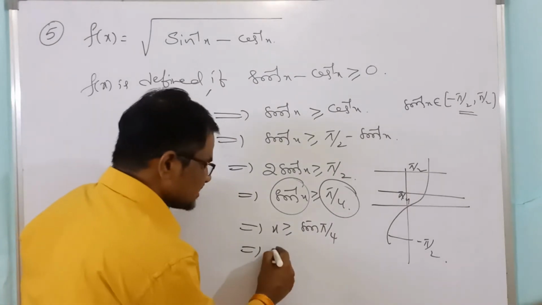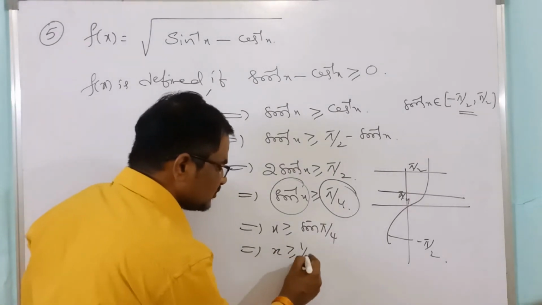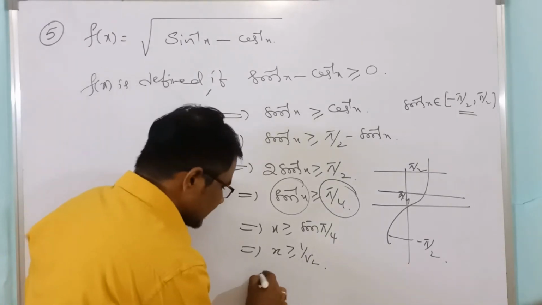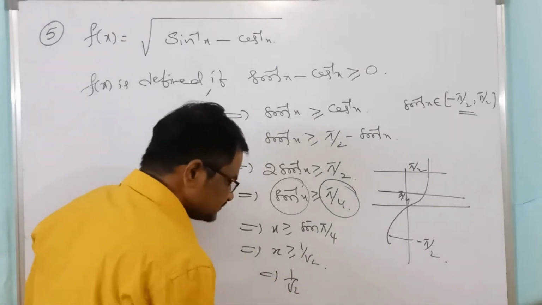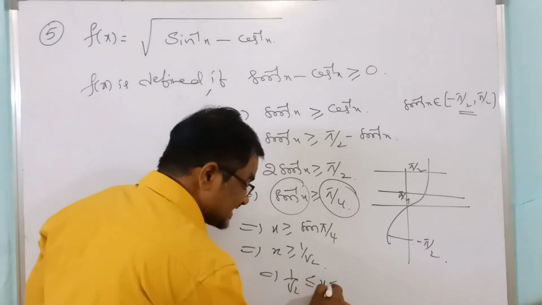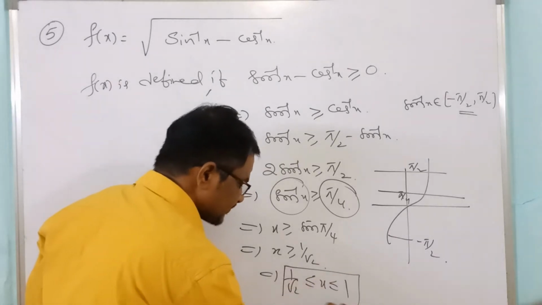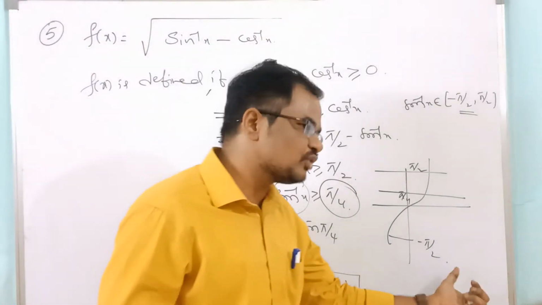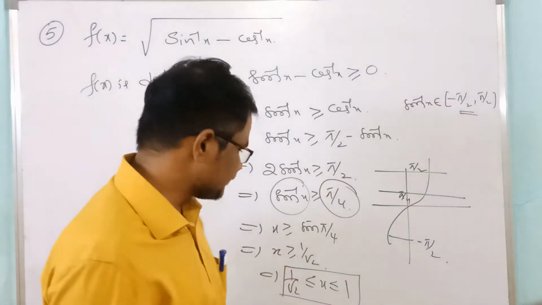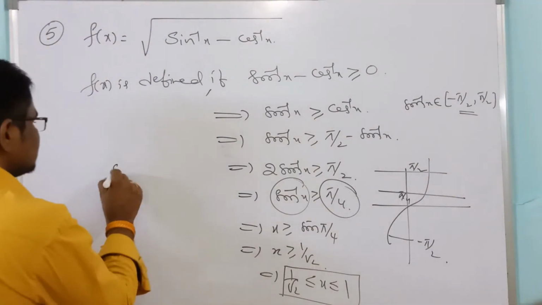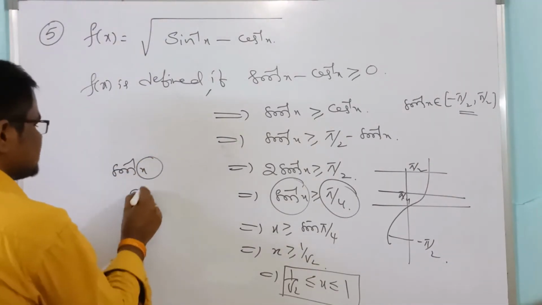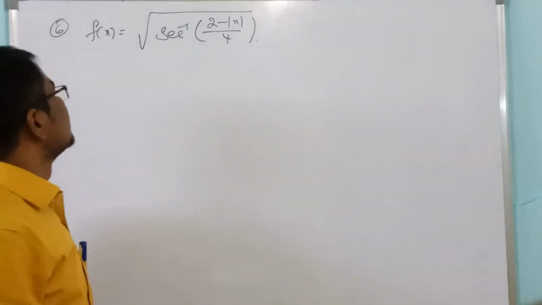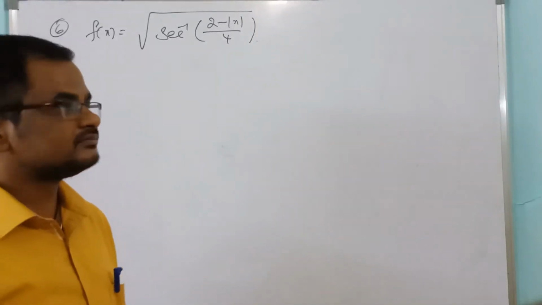Now that implies x is greater than or equal to 1 by root 2. Now you can write this as 1 by root 2 less than or equal to x less than or equal to 1, because sin inverse x function exists only when x belongs to the closed interval minus 1 to plus 1. So see the fifth problem.